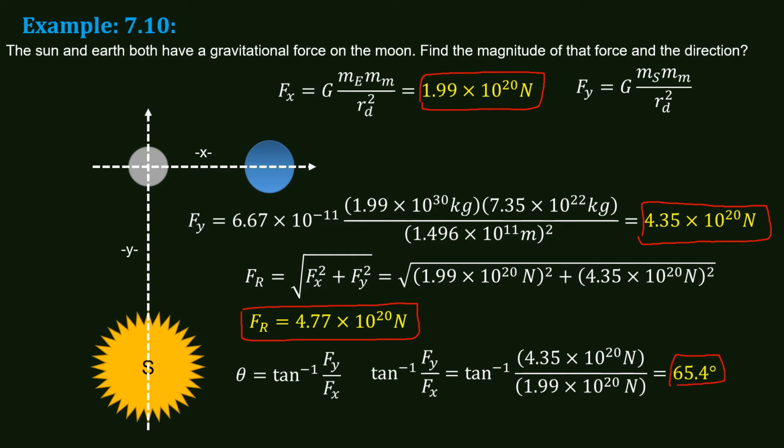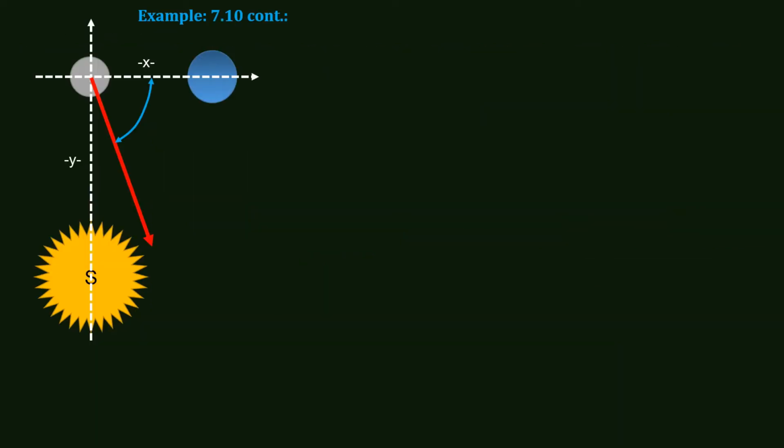Okay, so that 65.4 degrees is actually going to be from the x-axis here. So we can see this is the general pull. It's mostly towards the sun, even though the sun is much further away from the moon than the Earth is. It still does not pull directly.